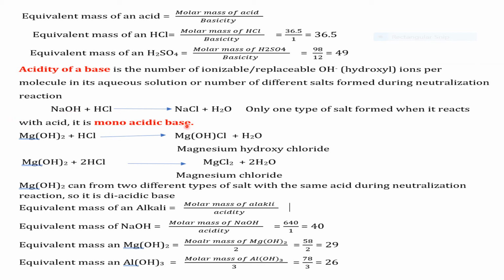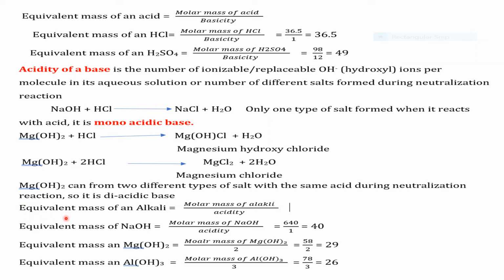Now NaOH plus HCl gives NaCl, only one type of salt formed, therefore it is a monoacidic base. On the other hand, magnesium hydroxide can form two types of salts, that is magnesium hydroxychloride and magnesium chloride with hydrochloric acid, therefore it is called a diacidic base.